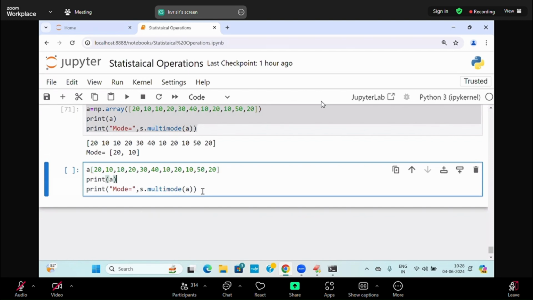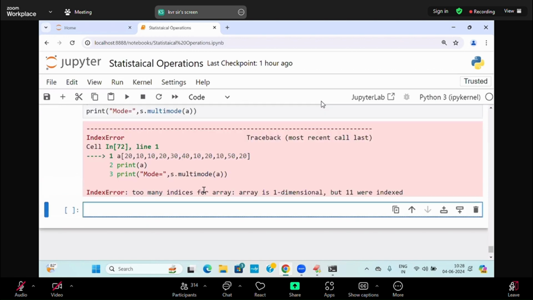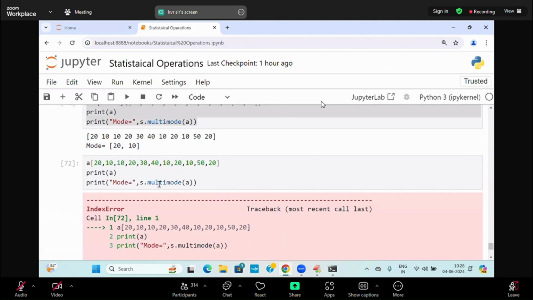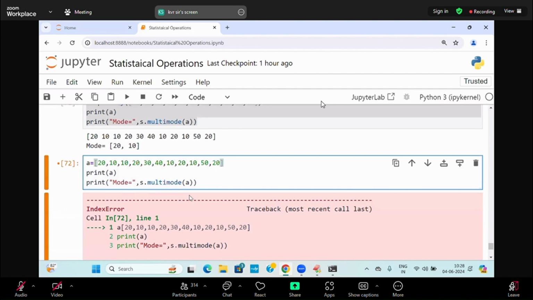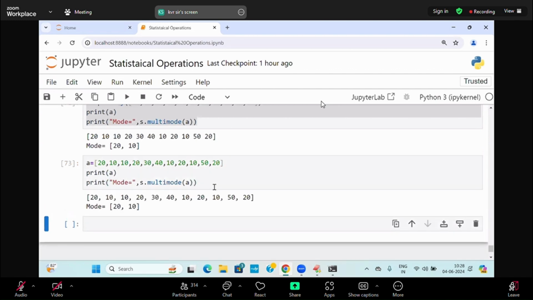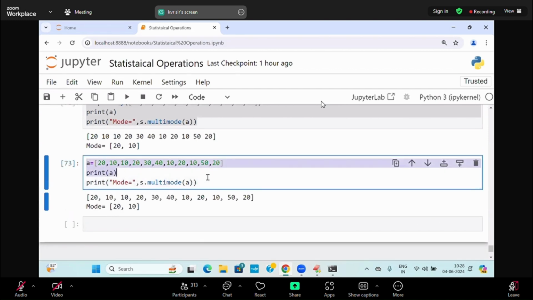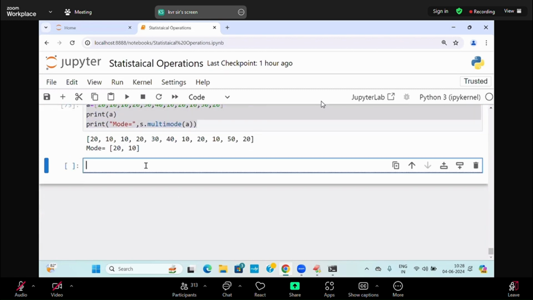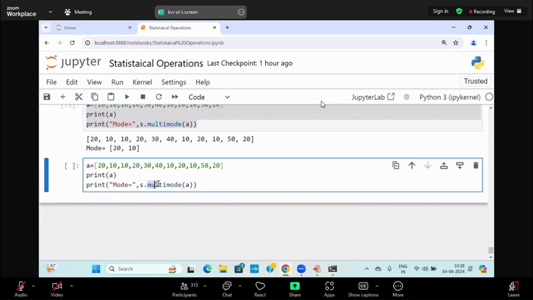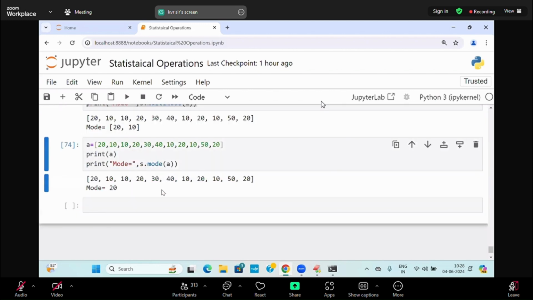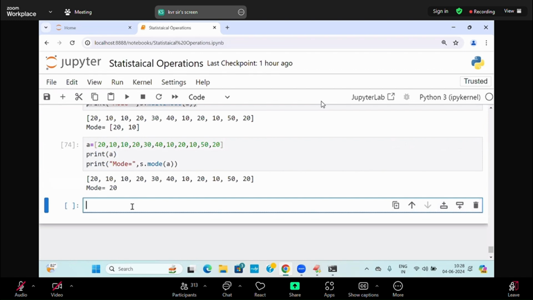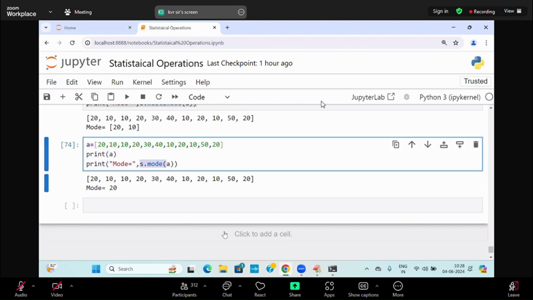Print of s.multimode of A. So A equal to, you can pass the data and get it. Even mode also you can apply. If I say mode, only one element is coming. Are you able to follow this? Where is the mode available? In the statistics module, not present in NumPy.